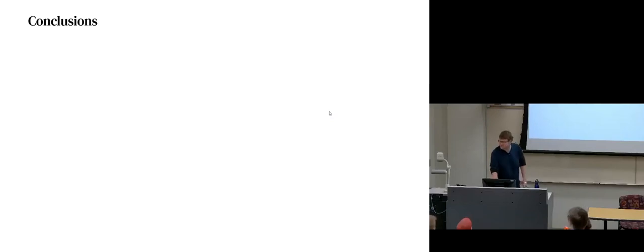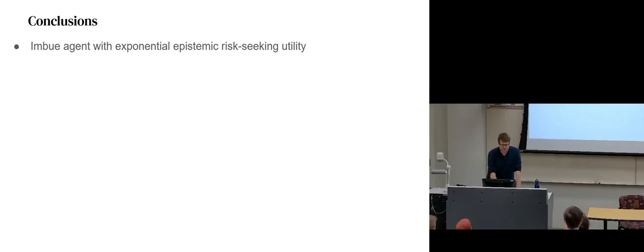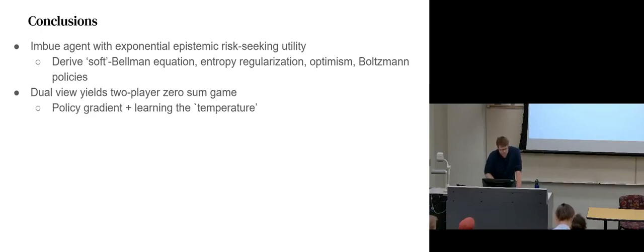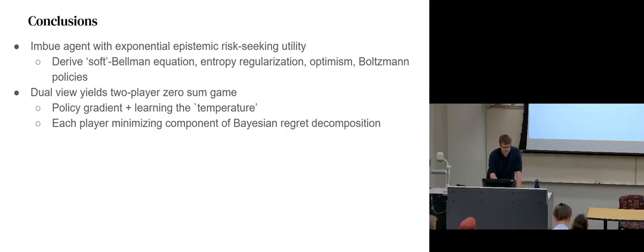Conclusions. So we started off by just imbuing an agent with this exponential epistemic risk-seeking utility function that allowed us to derive these soft Bellman equations, the entropy regularization, and the optimism fell out naturally in these Boltzmann policies. The dual view gave a two-player zero-sum game between the policy and the temperature, when you do policy gradient and simultaneously learn the temperature, where it turns out that each player is actually minimizing a separate component of this Bayesian regret decomposition. So even in policy gradient, which is trying to get as close as we can to these deep RL algorithms, they are doing something with respect to a Bayesian regret.